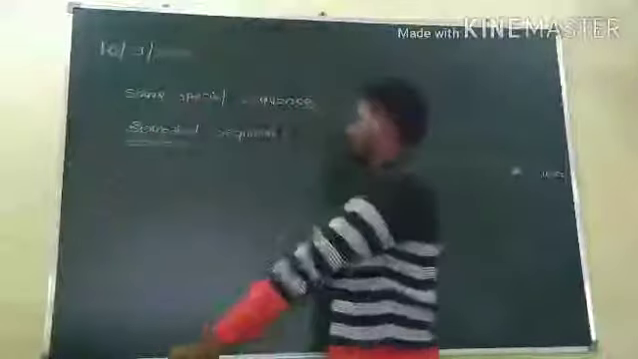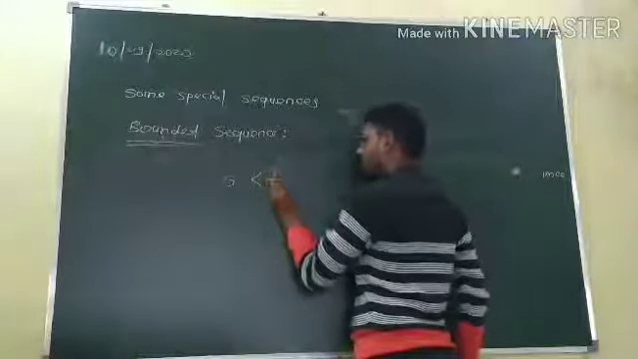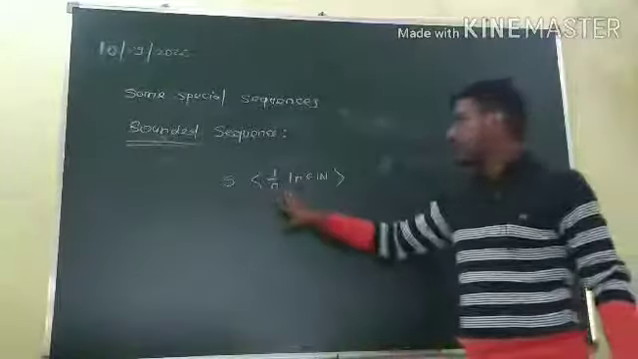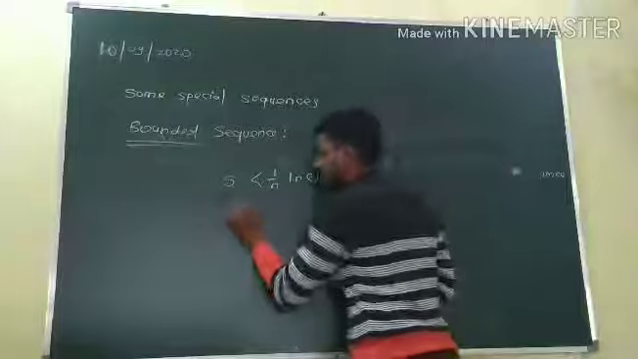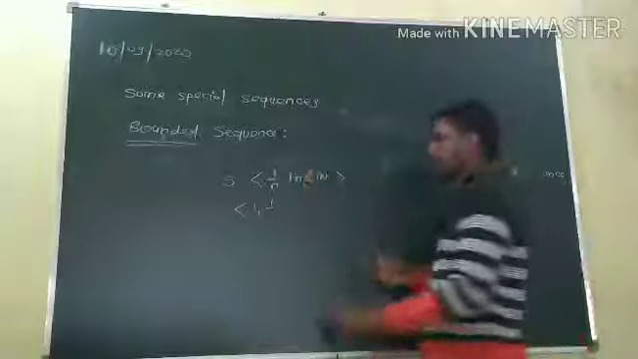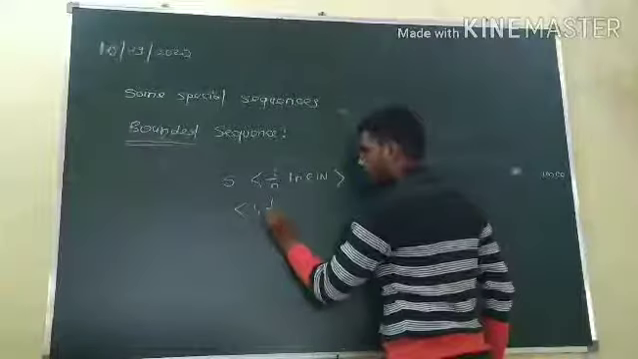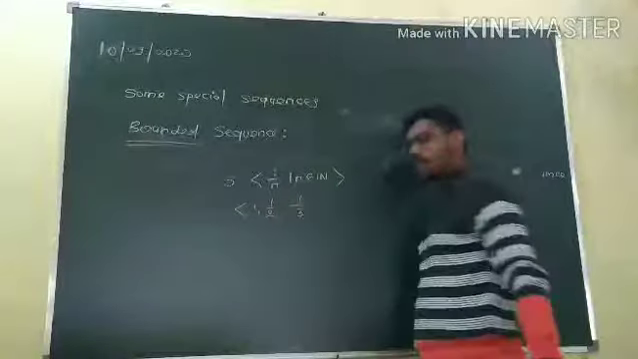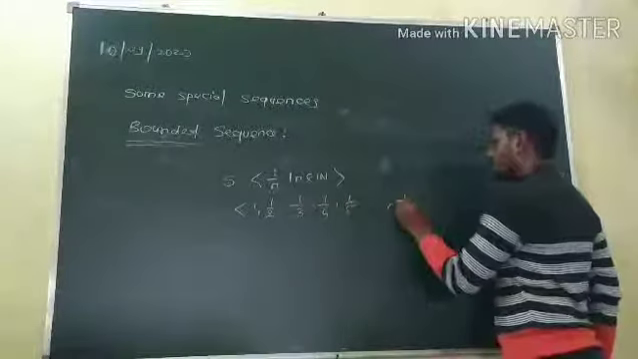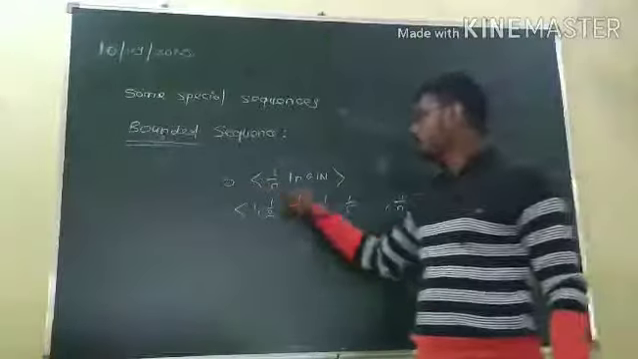For example, consider the sequence Sn given by 1 by n such that n belongs to the natural numbers. What are the elements of this sequence? Just put n equal to 1, 2, and so on. Put n equal to 1, we get 1 by 1, which is 1. Put n equal to 2, we get 1 by 2. Later on 1 by 3, 1 by 4, 1 by 5, somewhere 1 by n, 1 upon n plus 1, and so on. These are the elements of this sequence.